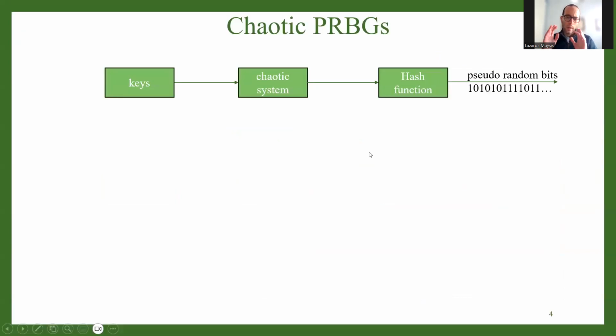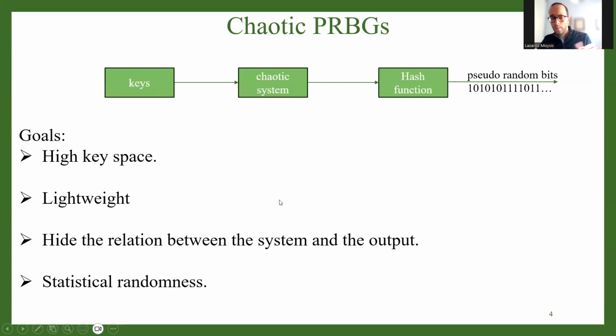So the idea here is this. We can input some specific secret keys to our chaotic system, parameter values and initial conditions. This chaotic system then generates a chaotic time series. And then we take this time series and apply some sort of hash function, so some sort of nonlinear function, in order to generate some random bits. So this is very basic. It's very fundamental in any application related to chaos-based security in general. And here we have a set of specific goals. So let's talk about them.